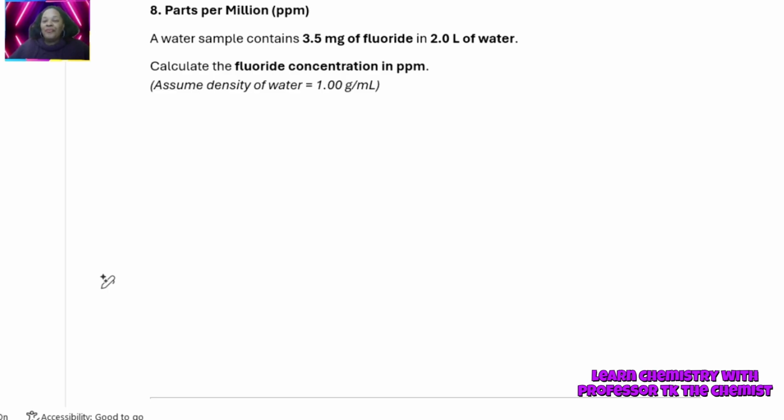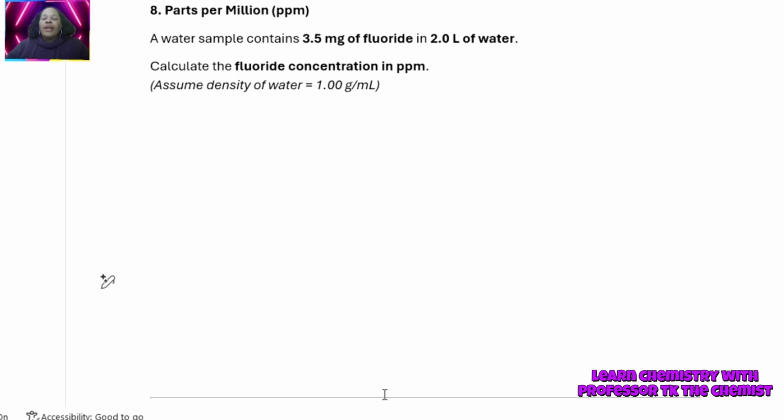We can do it. So, what you're going to have to do for this particular example is know the formula for parts per million. It's just simply milligrams per liter. That's all. Parts per million is just simply milligrams per liter. So it's the mass of the solute divided by the mass of the solution. You'll see different formulas for different things.